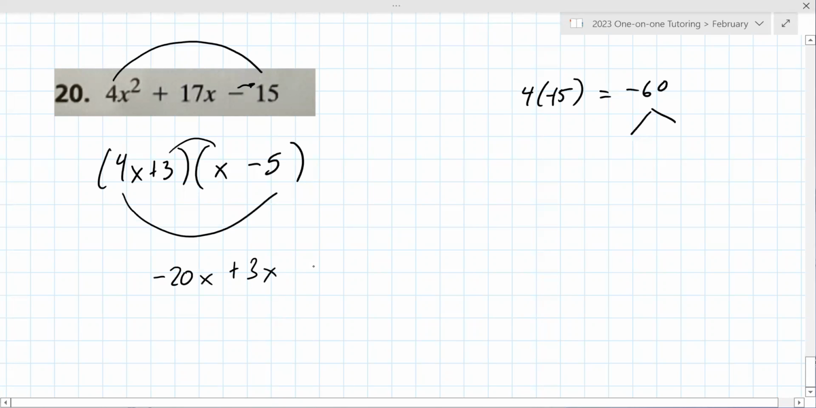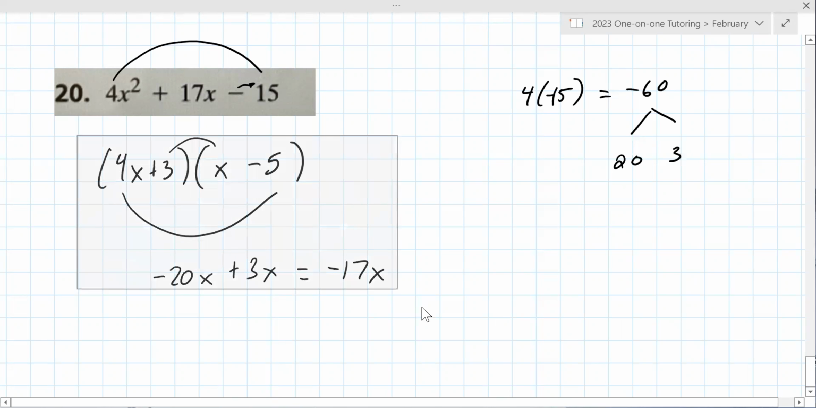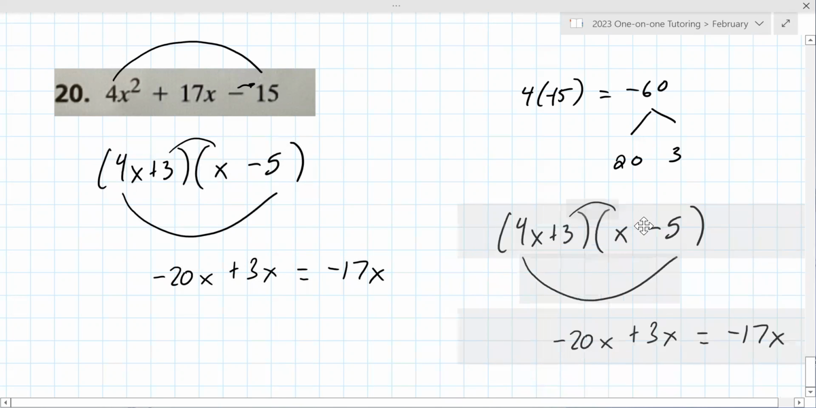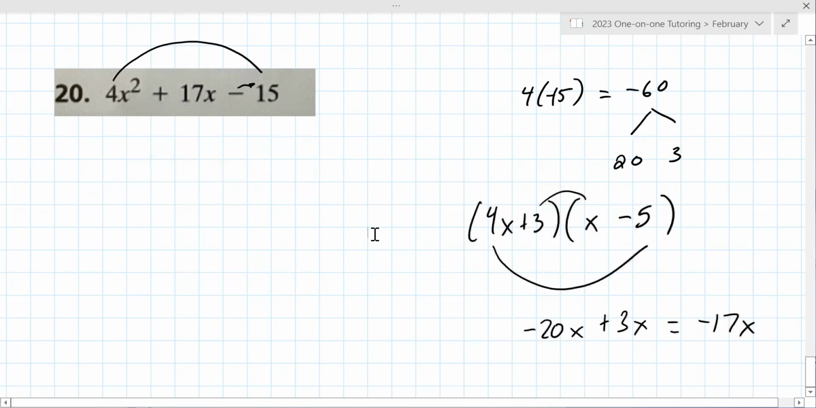And I agree that, well, the problem is that gives you minus 17x. And we want positive 17x. So let's look here. What numbers did you choose? I know it was 20 and 3. Which one was negative? Which one was positive? I did negative 3. Okay. So we go positive 20.